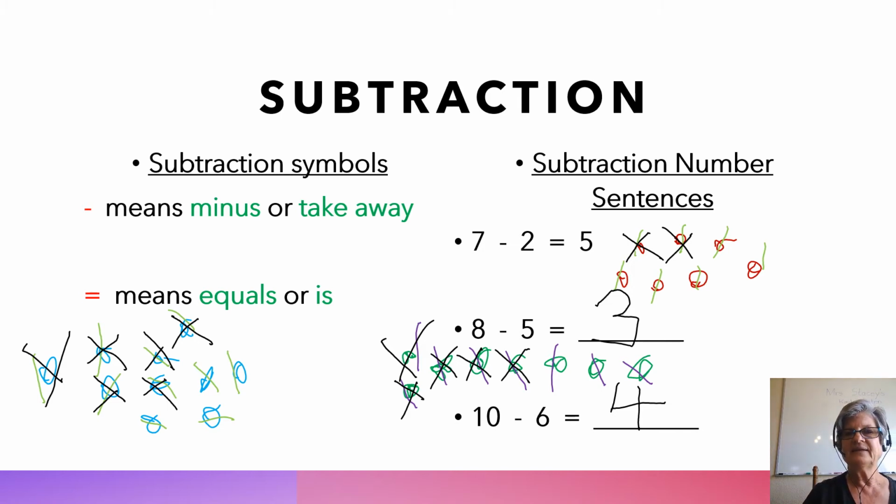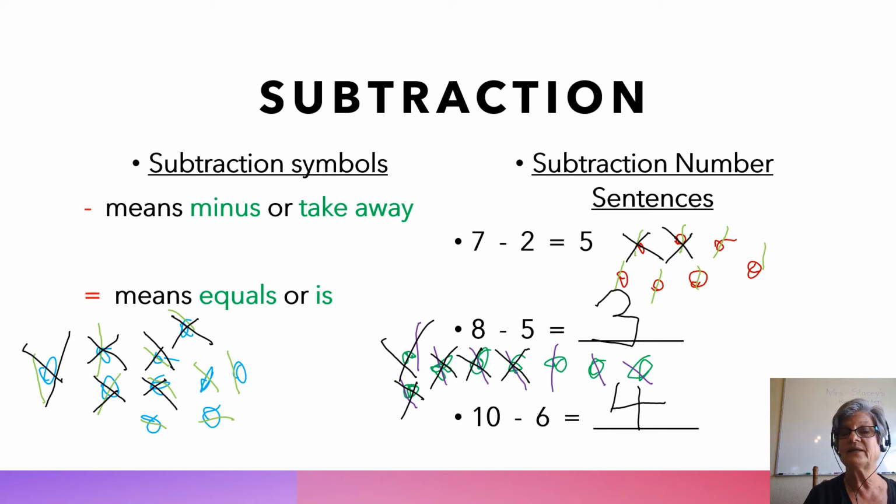Now, then it says minus 2. So I crossed out 2. And let's count how many I have left. I should have 5. 1, 2, 3, 4, 5. So that should read 7 minus 2 equals 5.